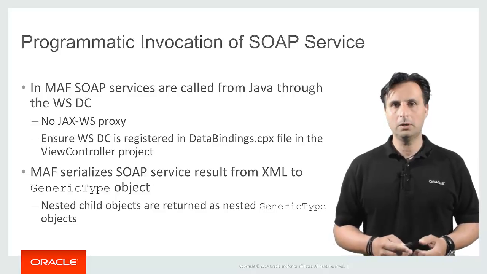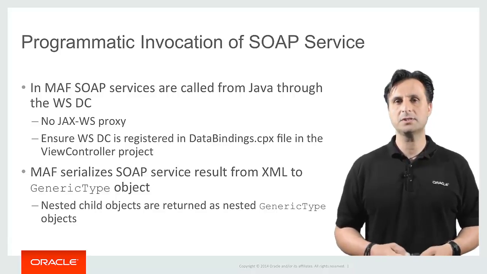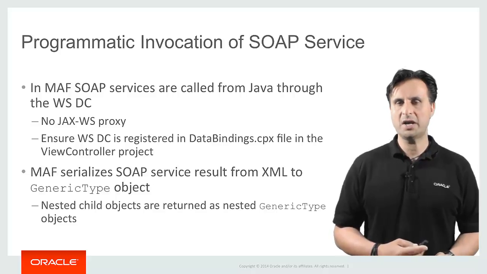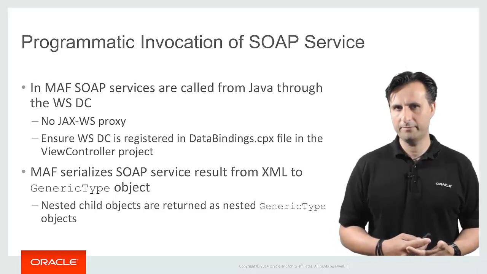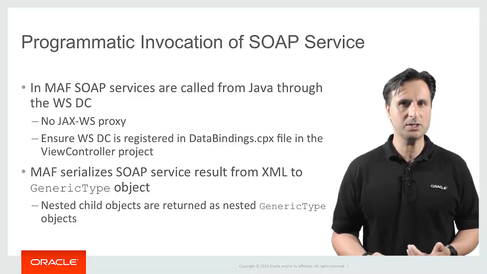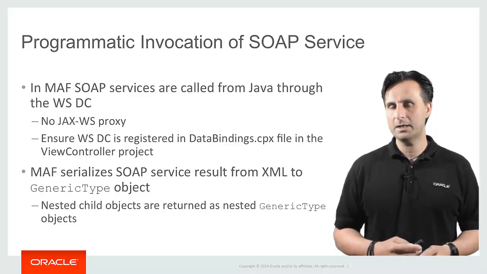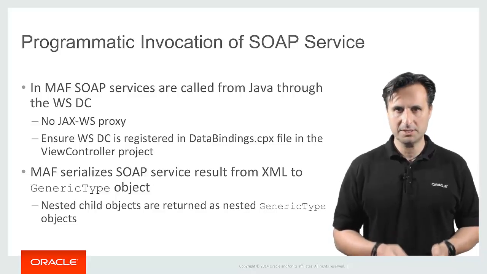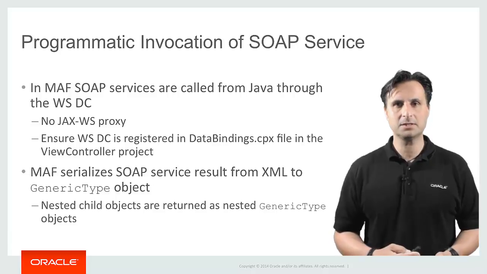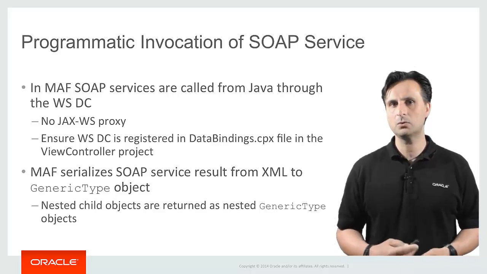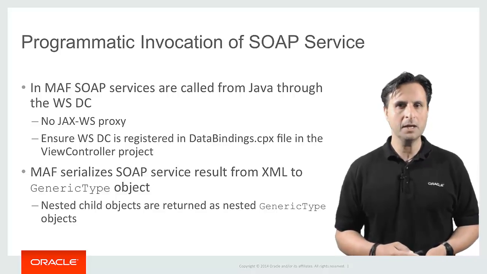Now, when you call a SOAP service from Java, you do this through the web service data control. We're currently on Java 1.4 in MAF. Yes, I know, it's a fairly old release of Java. It will change soon, and then we probably will have a web service proxy capability in MAF. But right now, state of the art is we don't have that. So you have to work through the web service data control, which is not too bad. So the web service data control is your proxy into calling a remote service.